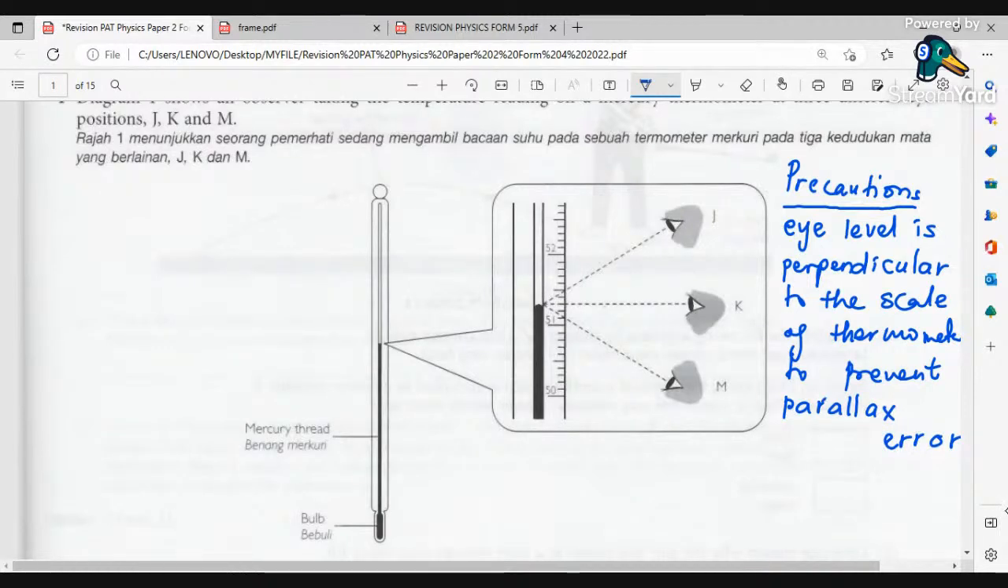Okay. Some students remember parallax, but then for perpendicular they change it to parallel. So that one is wrong. Perpendicular to the scale. The scale is this line, the line of scale or plane of scale. So the eye level, this one, is 90 degrees to the scale. We are talking about the scale, not the division. So it's 90 degrees to the scale of the thermometer to prevent parallax error.